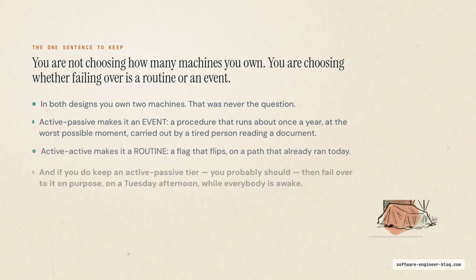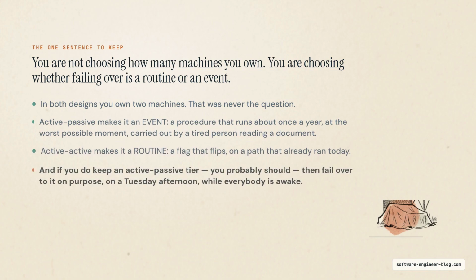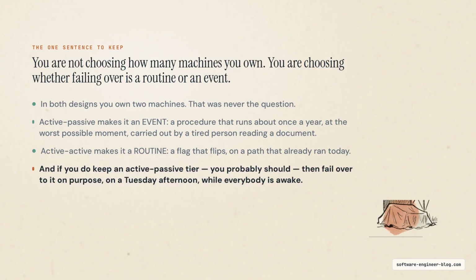And if you do keep an active-passive tier, which you probably should, then the only honest thing to do is to fail over to it on purpose, on a Tuesday afternoon, while everybody is awake.